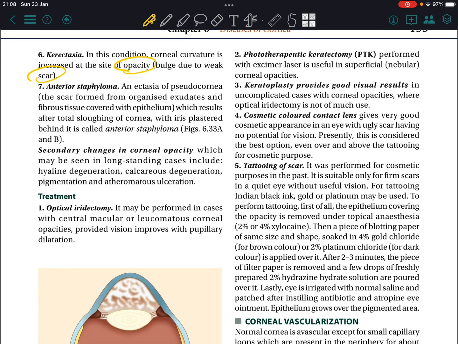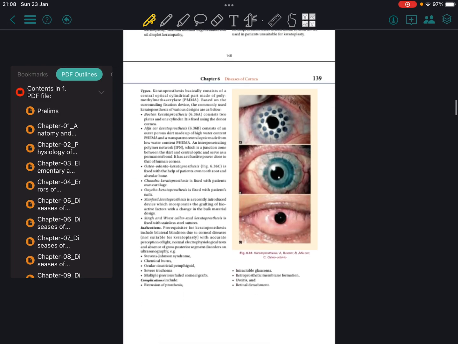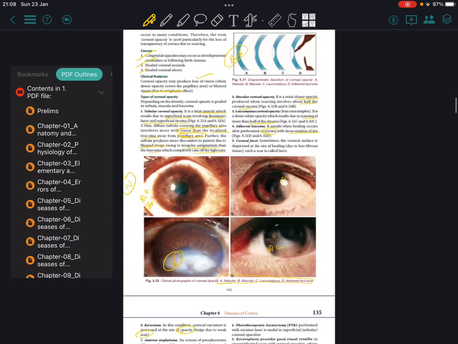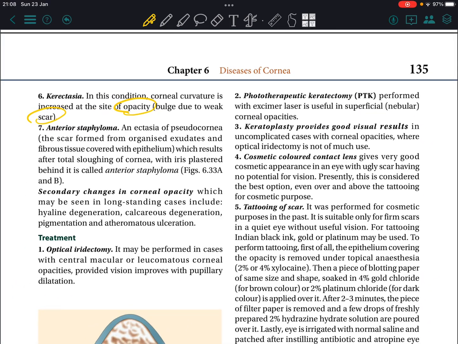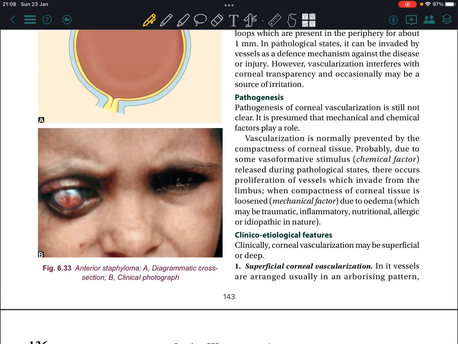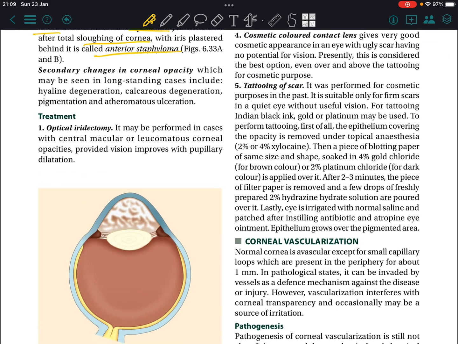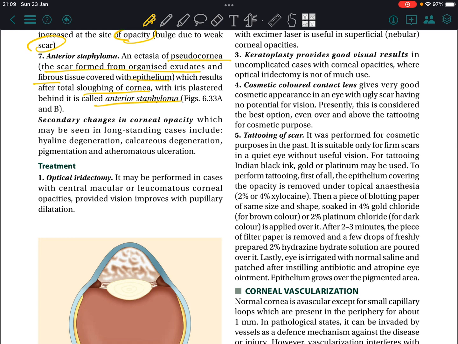Scar formed from organized exudates and fibrotic tissue covered with epithelium, which results after total sloughing of the cornea with the iris plastered behind it, is called anterior staphyloma. Anterior staphyloma, diagrammatic and clinical. Secondary changes in corneal opacity, which may be seen in long-standing cases, include hyaline degeneration, calcareous degeneration, pigmentation, atheromatous ulceration.